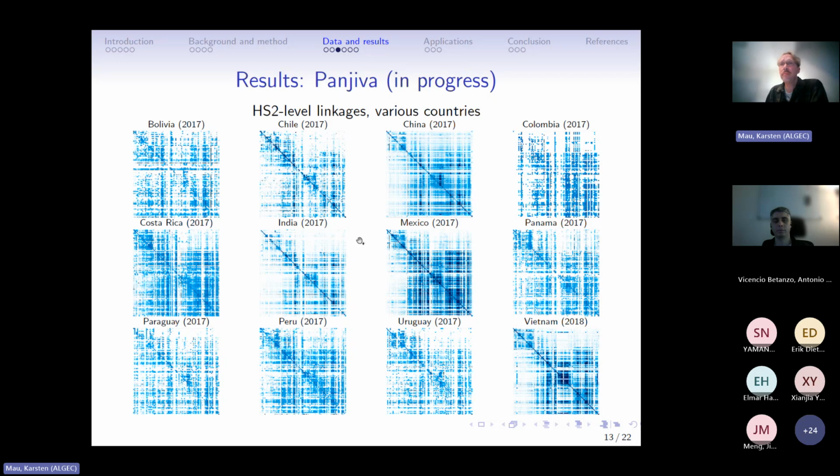But this is basically what we have at the moment in terms of the cross-sectional correlations at the 2-digit level. Ideally, we are going to expand it also to 4 digits and also try to see how it evolves over time.